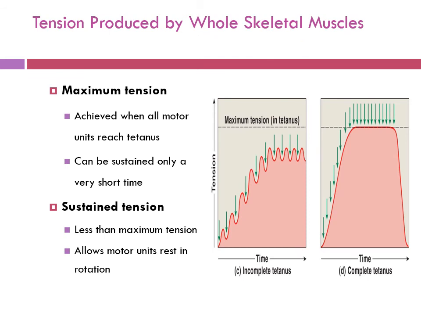Maximum tension is achieved when all motor units reach tetanus, and that is the one that you can only sustain for a very short period of time. Sustained tension versus maximum tension: sustained tension is where you have a less than maximal tension, so it's still allowing motor units to rest slightly in rotation, and so you can sustain tension for a longer period of time.